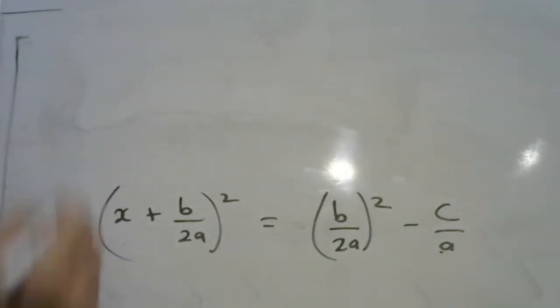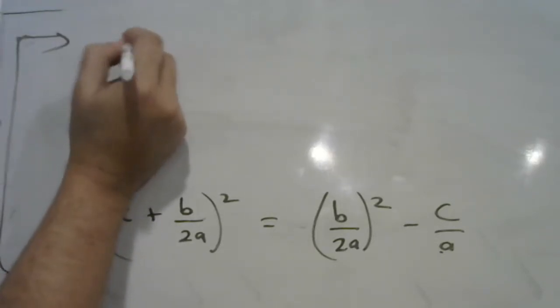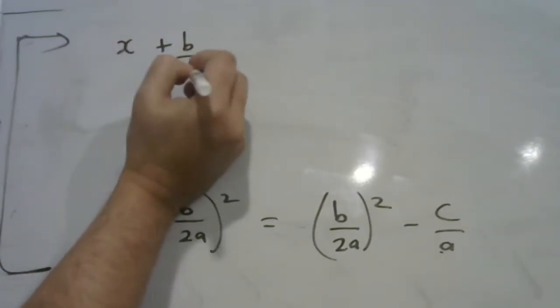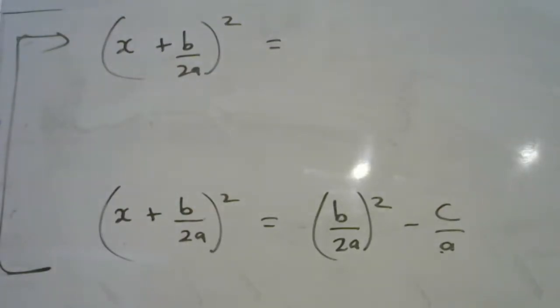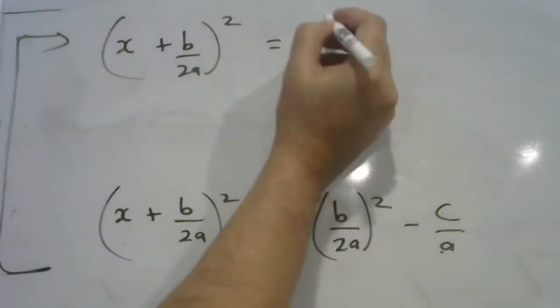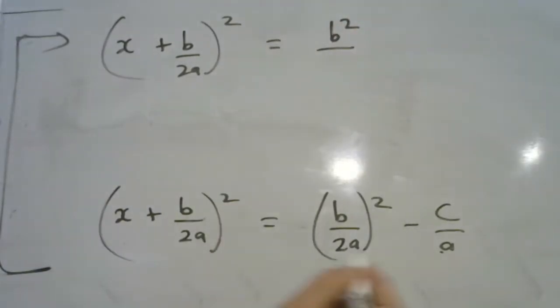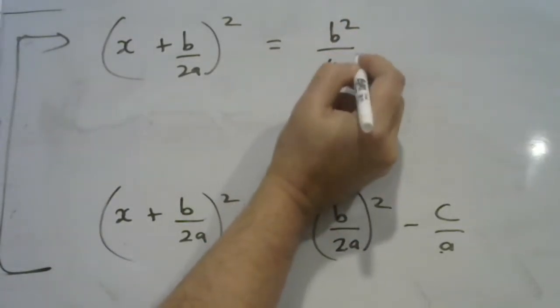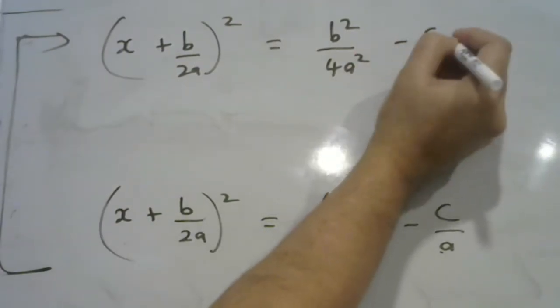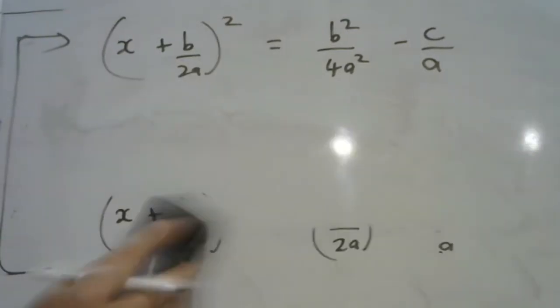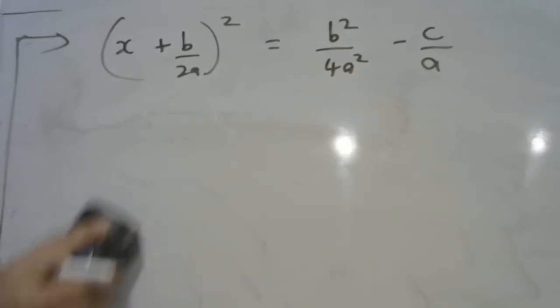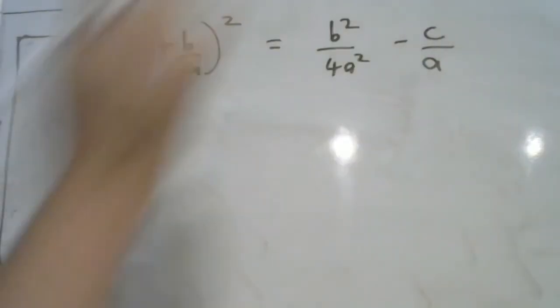Now from here we have x plus b upon 2a all square is equals to, this here is the same as b square upon 4a square minus c upon a. Right? Now, let's get rid of this square here by square rooting both sides.